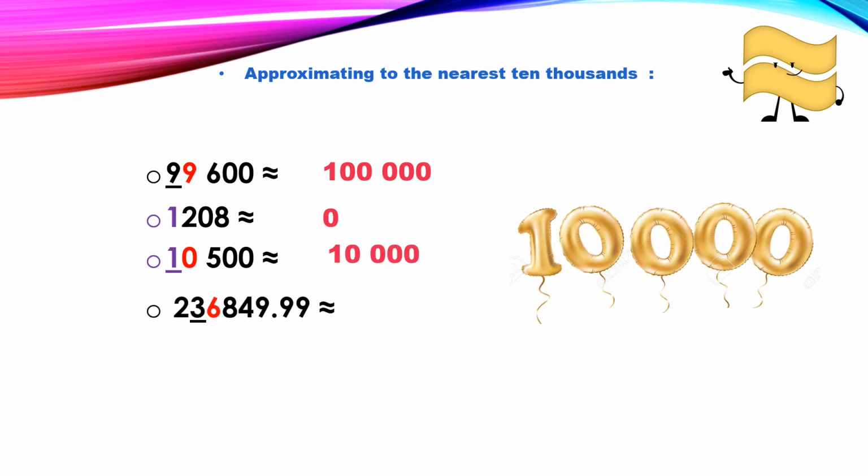Another question, 236,849. My eyes are on the number in the 10,000 place. What is the number in the 10,000 place? Very good, it's a 3, so I will underline 3 and take the number before it. Poor or rich? Very good, it's rich, so it will give 1 to 3 and replace all digits with 0. The answer will be 240,000.